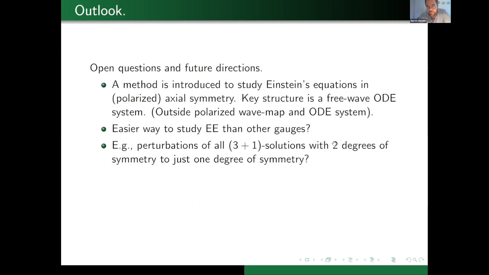Take your favorite result, which was proven in spherical symmetry, and relax that. Take any space that you can obtain with 2 degrees of symmetry, and perhaps you can study the stability of that with just 1 degree of symmetry.